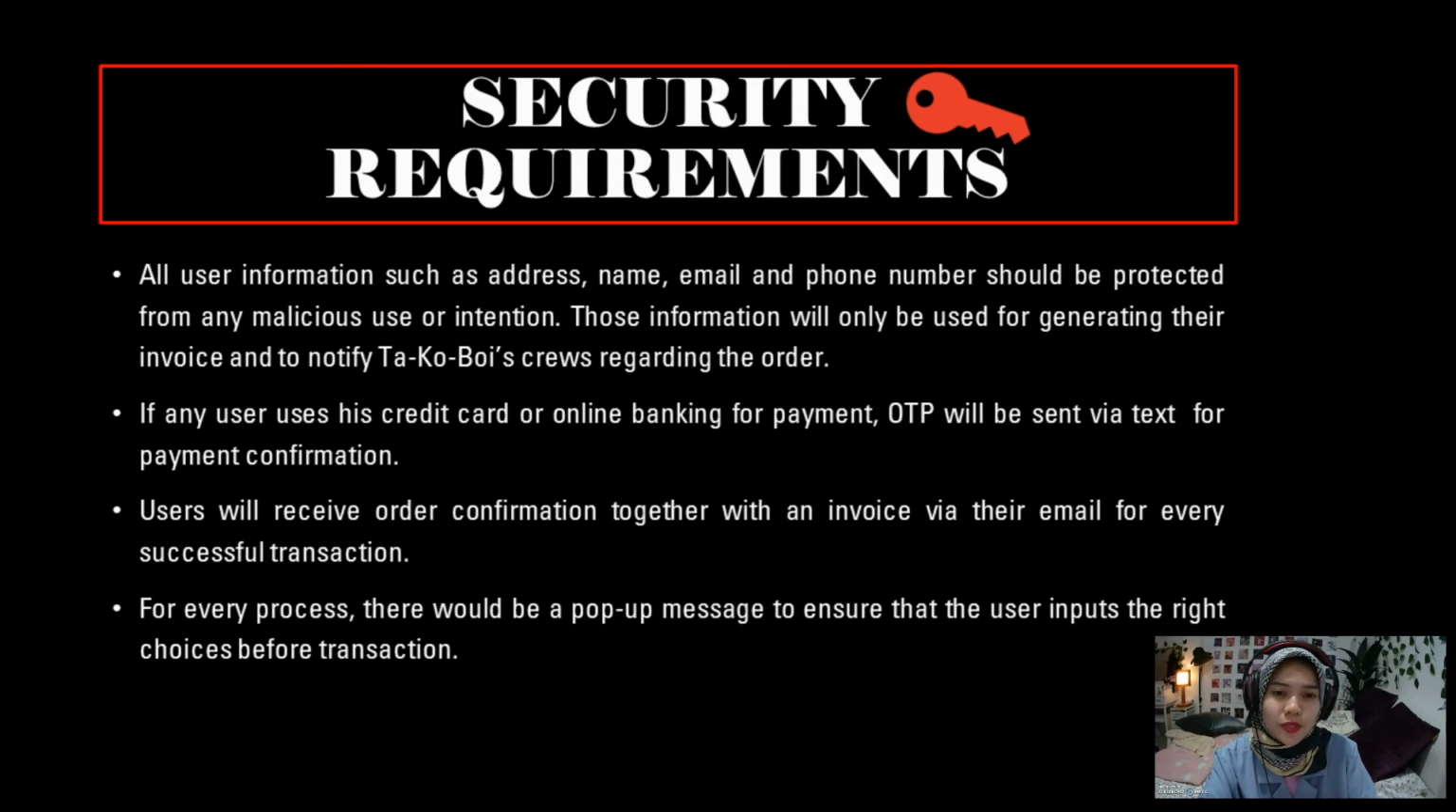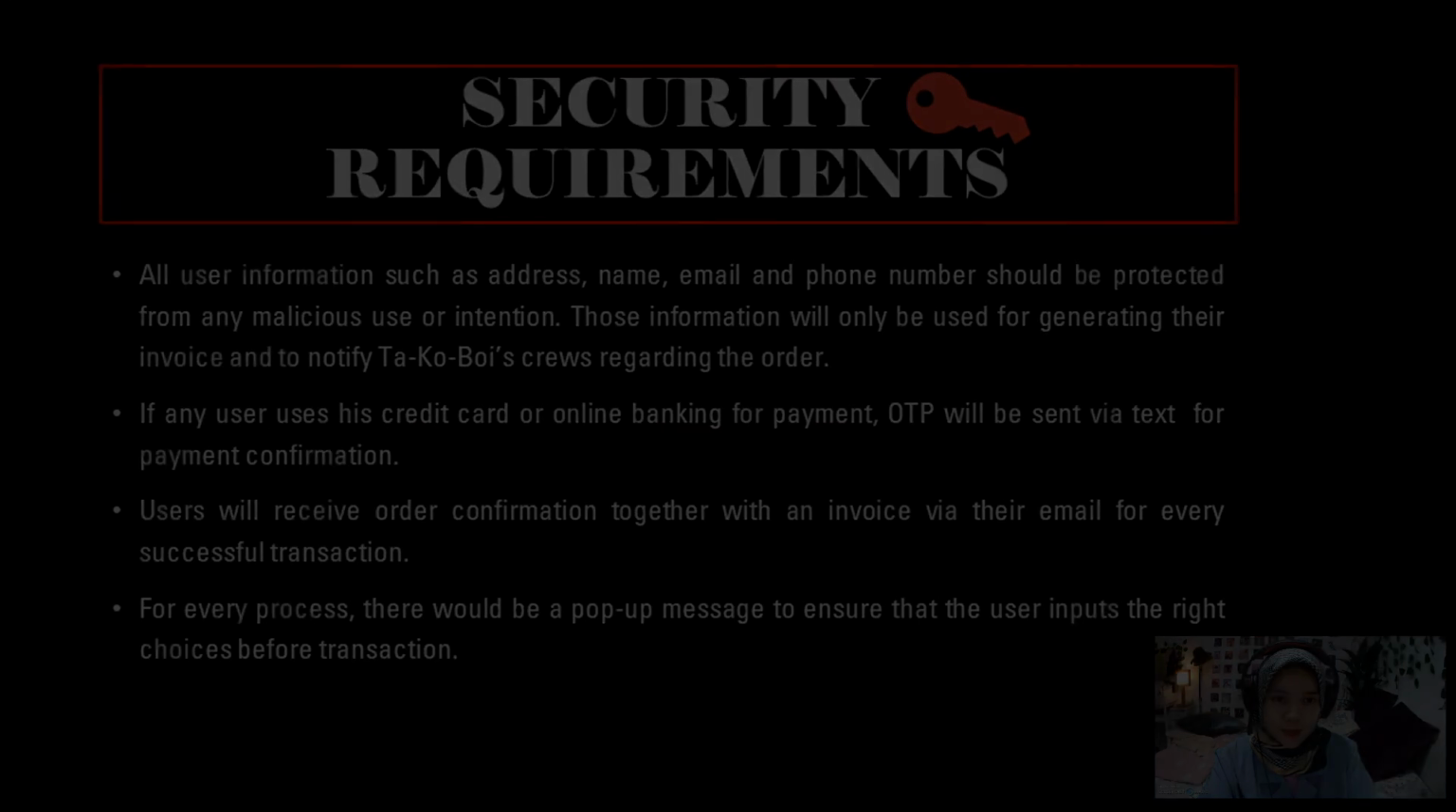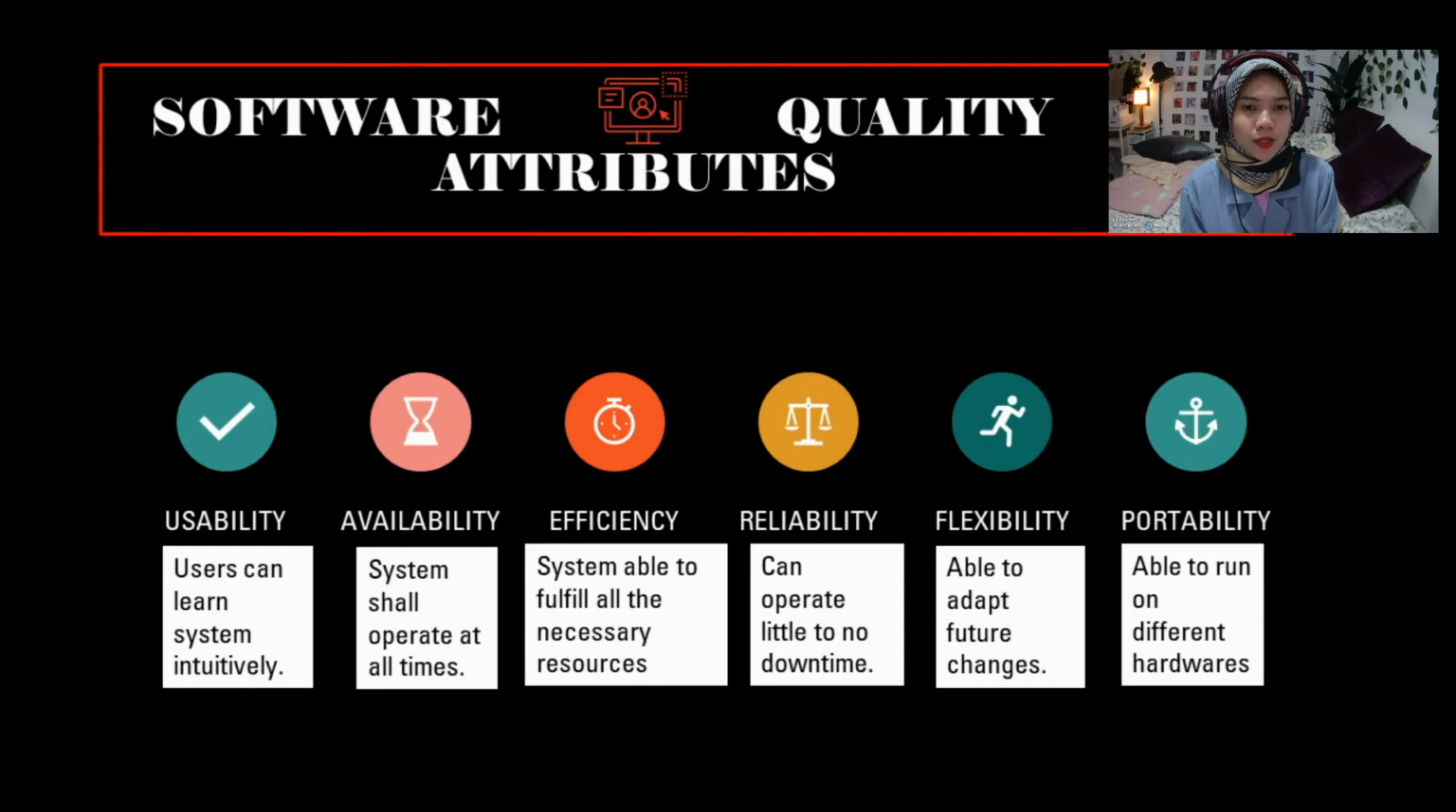Next, users will receive order confirmation together with an invoice via their email for every successful transaction. And lastly, for every process, there would be a pop-up message to ensure that the user inputs the right choices before transaction. Now, for the software quality attributes, there consists of usability, availability, efficiency, reliability, flexibility, and lastly portability.